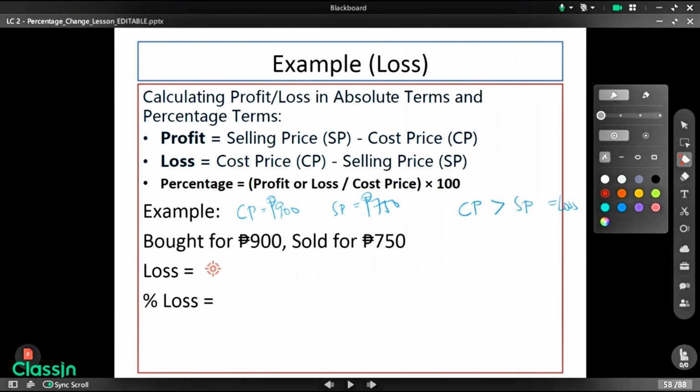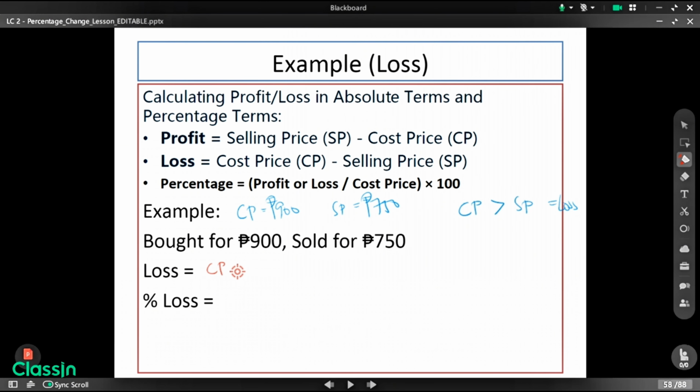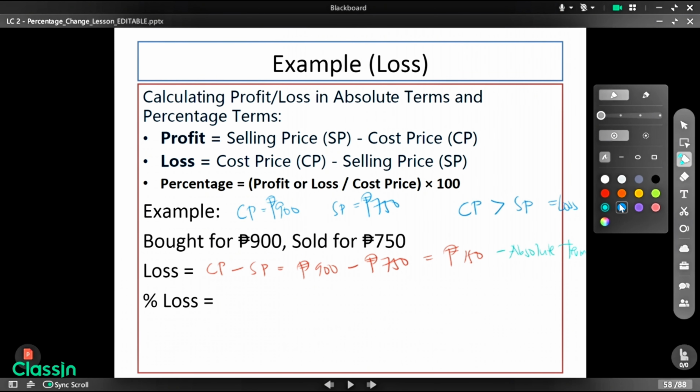The formula in getting the loss is cost price minus the selling price. The cost price in this example is 900 pesos and the selling price is 750 pesos. So your loss is 150 and that is your absolute term.